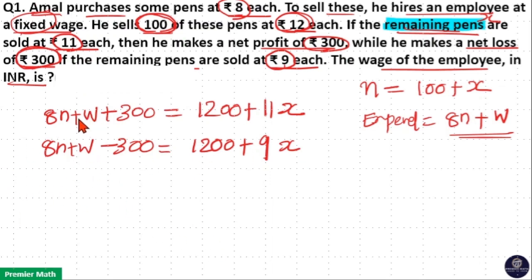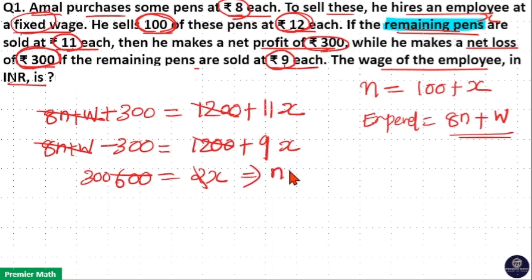Now we have two equations. If I subtract these two, let us subtract second equation from the first. Then 8n plus W, 8n plus W cancel, 1200 cancel. 11x minus 9x is equal to 2x. 300 minus minus 300 is plus 600. So 2 goes 300 times in 600, means x is equal to 300. Here remaining pens are 300, means total number of pen n is equal to 100 plus x, that is 400 pens.